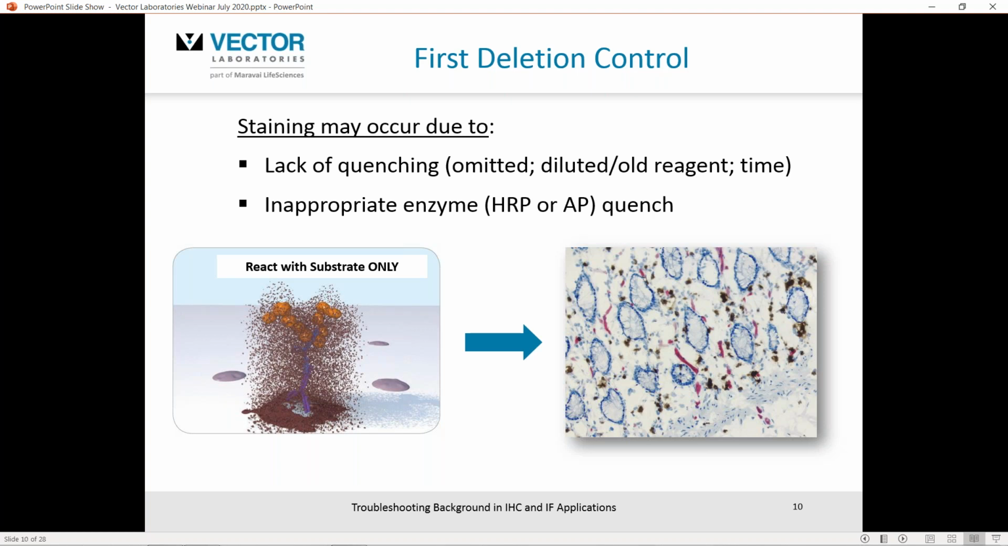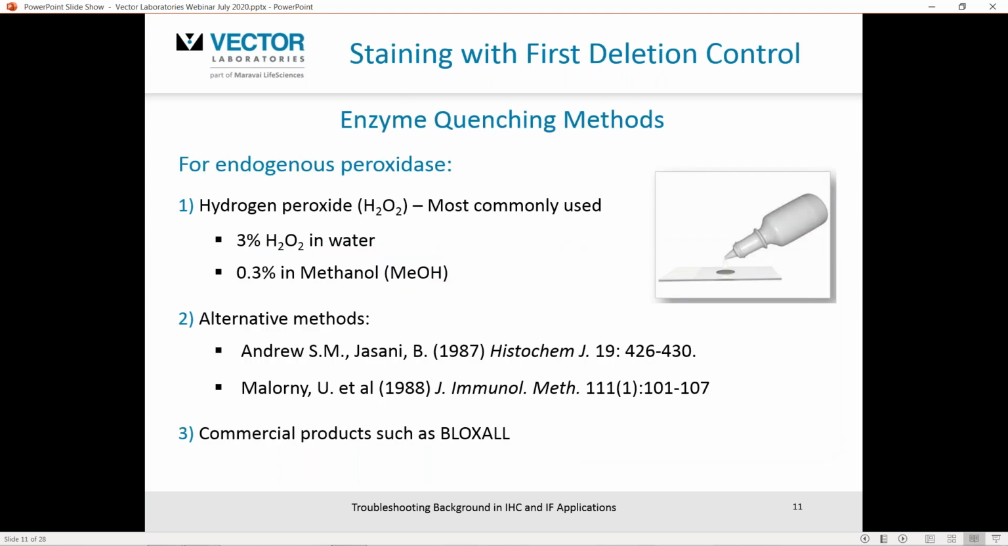Indeed, if there is staining, it may be due to lack of quenching, possibly inadvertently omitted. It's old reagent, or it needs to be further concentrated, or indeed there may be a time issue. Make sure you're also quenching for the appropriate enzyme based on the methodology you're using, if it's peroxidase or alkaline phosphatase. If you do see staining with this first deletion control, the recommendation would be to employ some enzyme quenching methods.